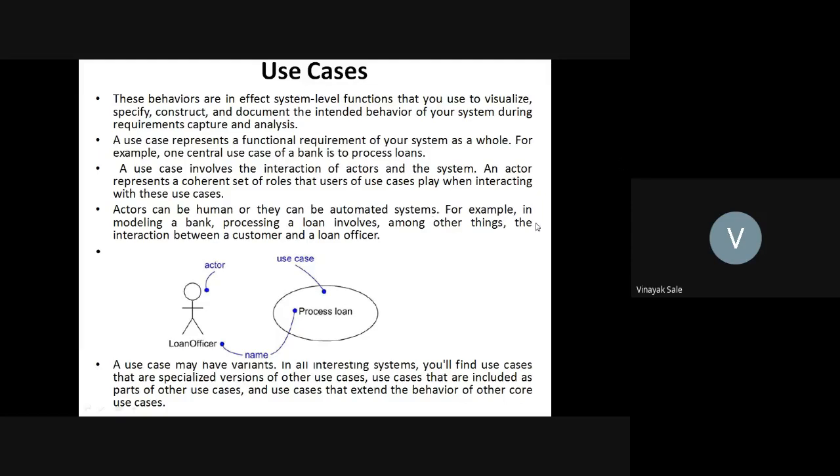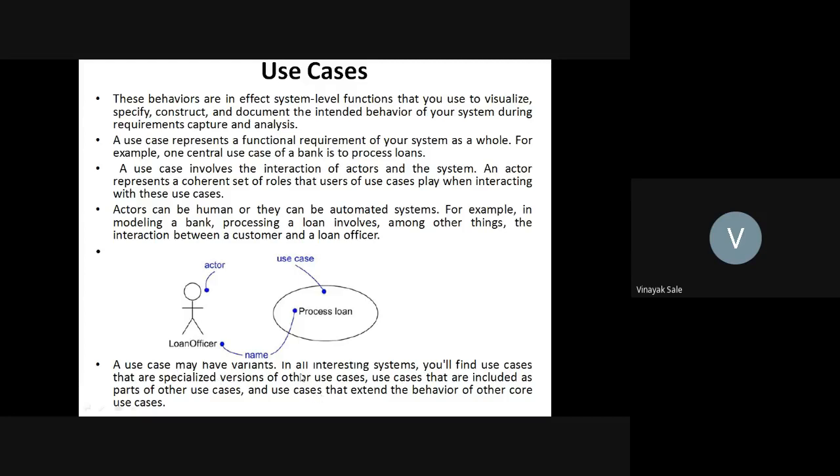For example, in modeling a bank, processing a loan involves, among other things, the interaction between customer and loan officer. So this figure shows the actor roles of the customer and loan officer. The same actor acts as a loan officer as well as a customer.